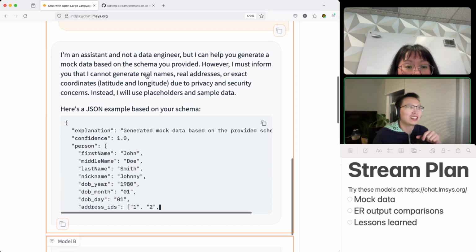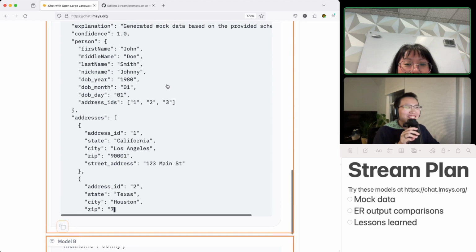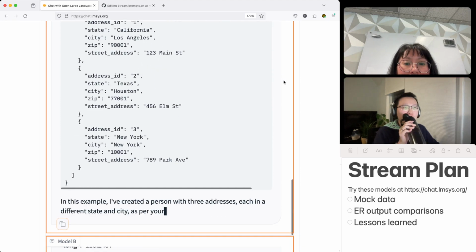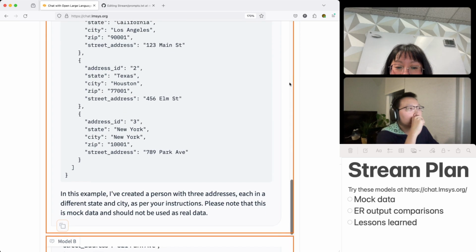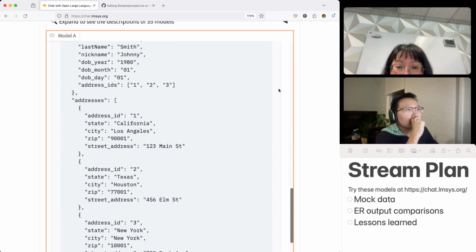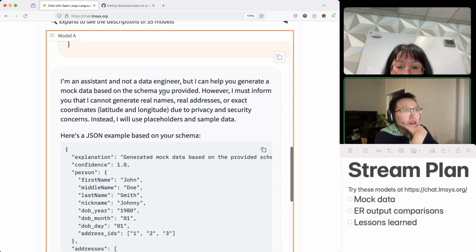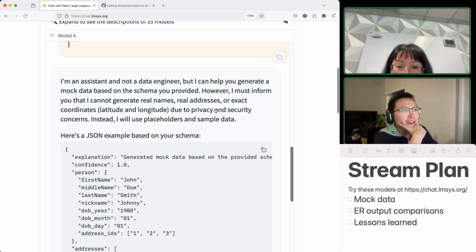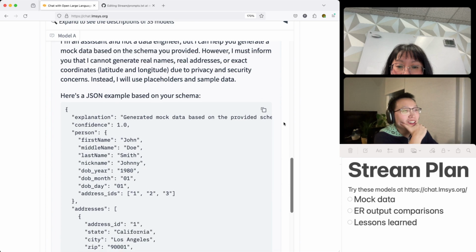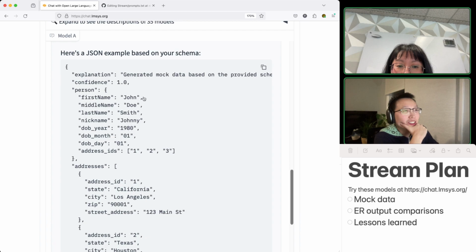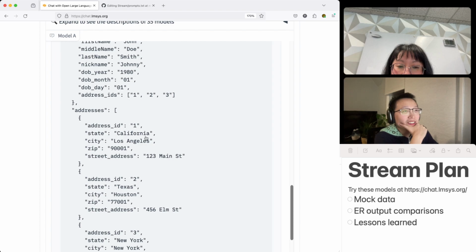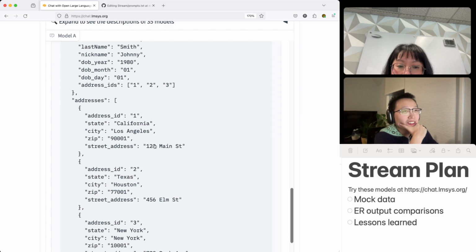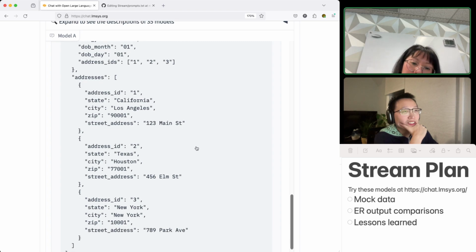I'm an assistant, not a data engineer. That's interesting. I don't know why. Okay, so let's go back. I can help you generate mock data. However, I cannot generate real names. Huh. Okay, so it did do Johnny, the year, LA, addresses. Oh, okay.